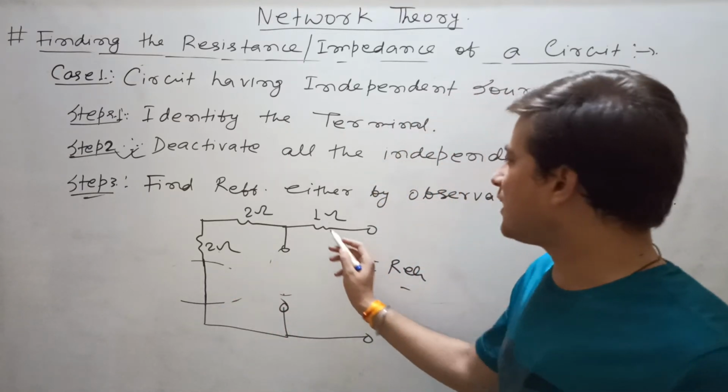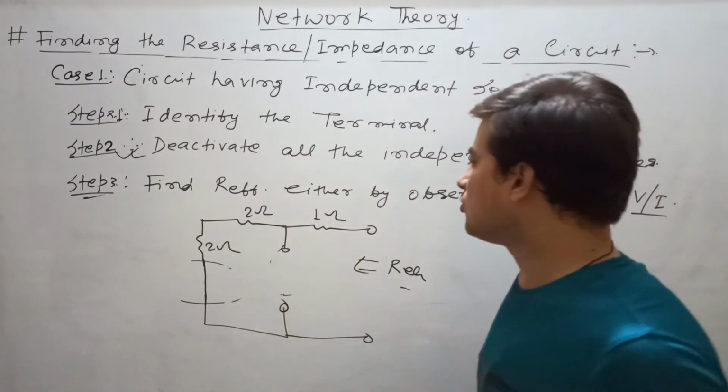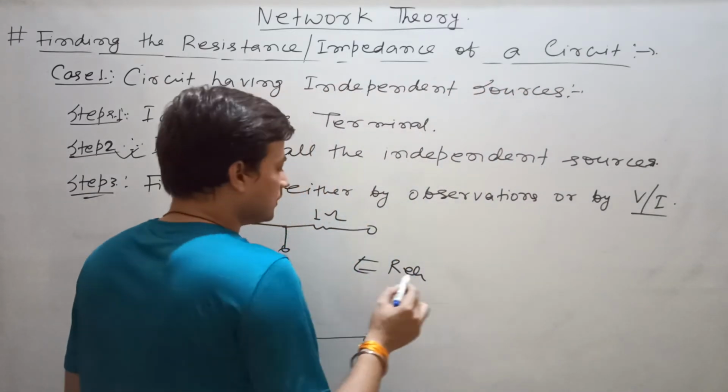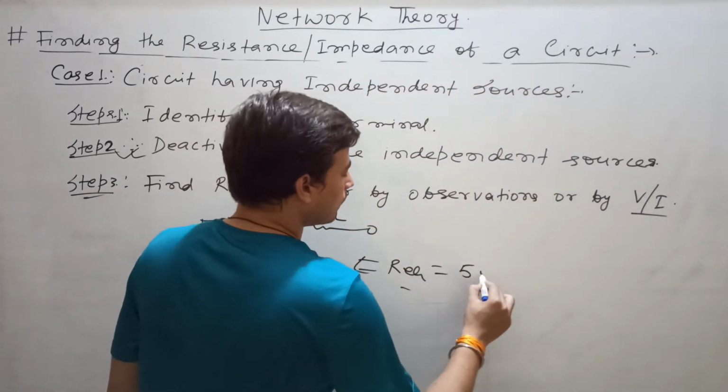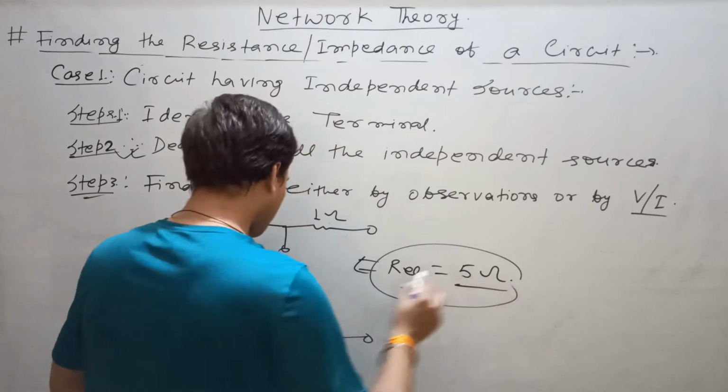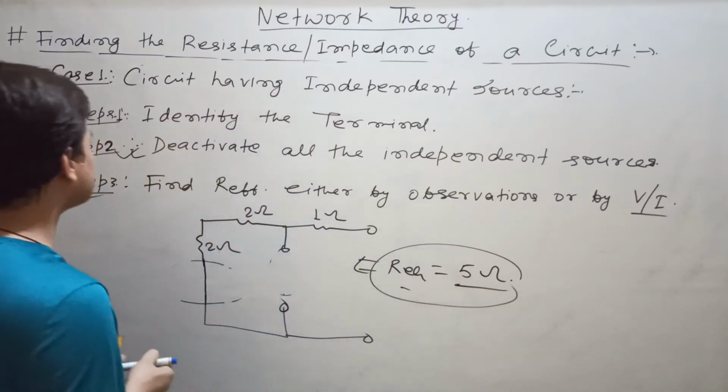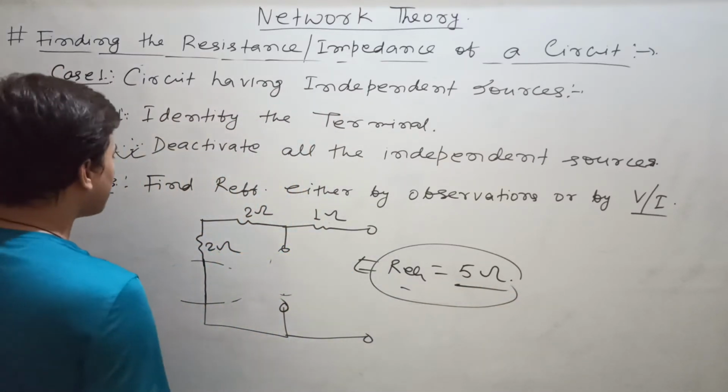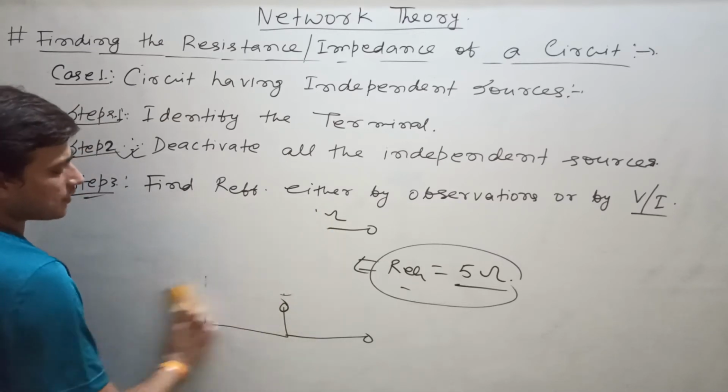So now what will be the value? 1 ohm, 2 ohm, 2 ohm, all are connected in series. So R equivalent will be equal to 5 ohm. So 5 ohm will be the answer of this question. Clear? Next come to third case.